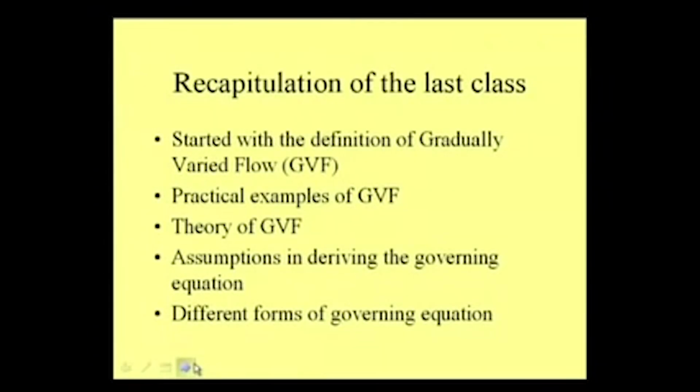And before that, let us recapitulate what we did in the last class. We started with definition of gradually varied flow. So we defined what we call gradually varied flow, and then we gave some practical examples where this gradually varied flow can occur. Like say in a river, if we give a barrier, then on upstream of the barrier we can get gradually varied flow, or suppose in a river or in a canal, if we put a sluice gate, then just on downstream of the sluice gate we can get another type of gradually varied flow.